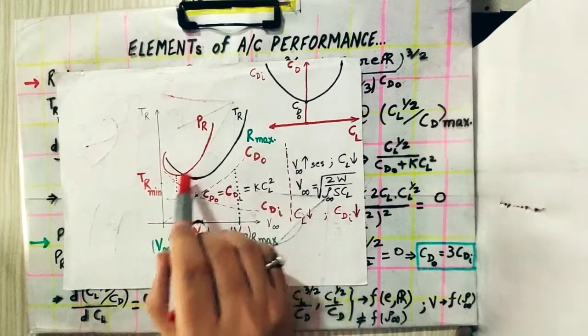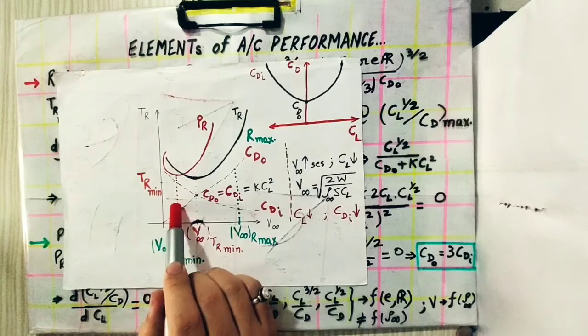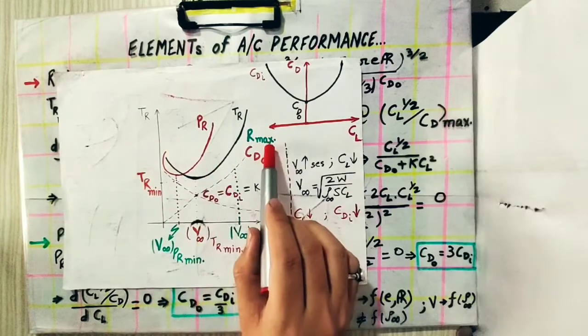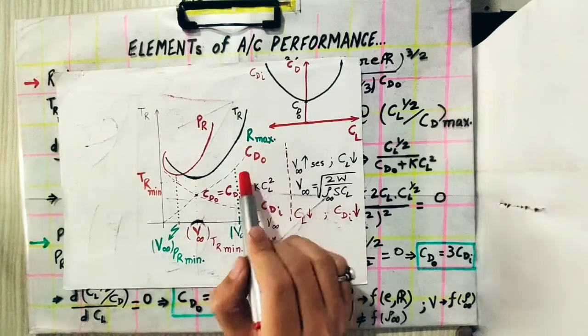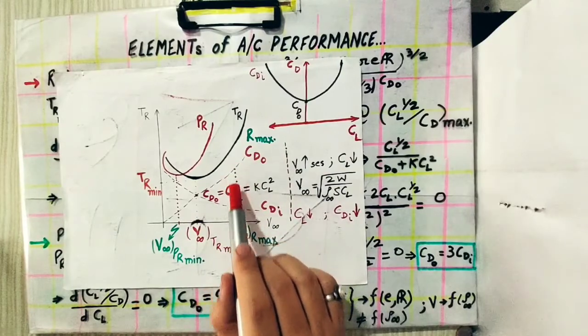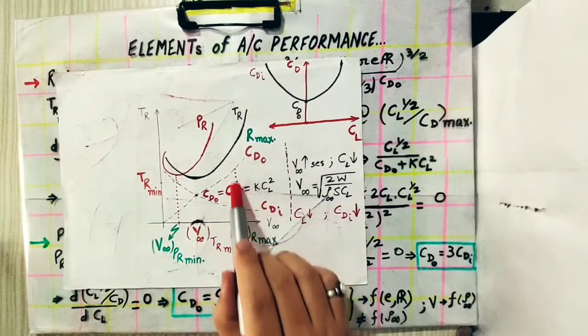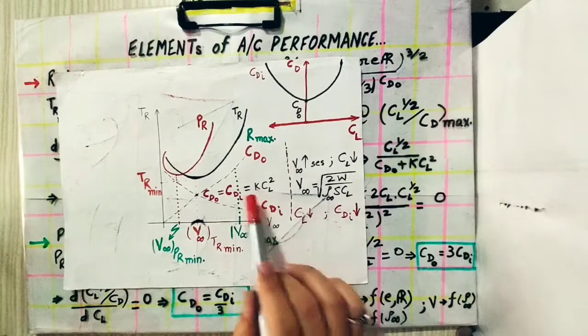Similarly we have the power required minimum, and it is a little bit towards the left. Okay, and similarly we have this for range maximum, whose graph is not there, but the corresponding CD0 and CDI relation is given by this dotted line. We will be exploring this in just a while.